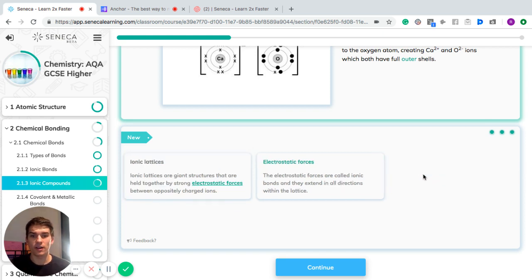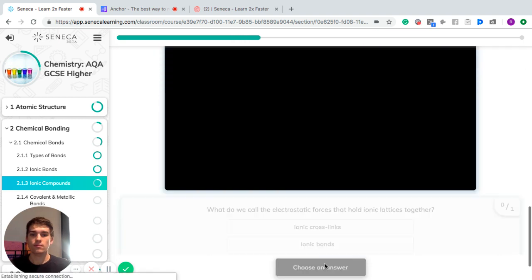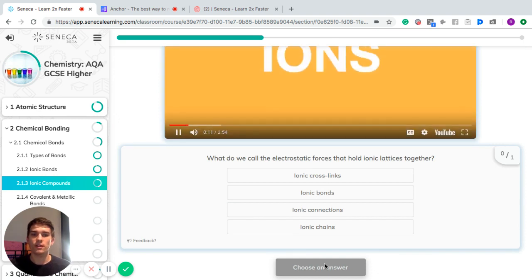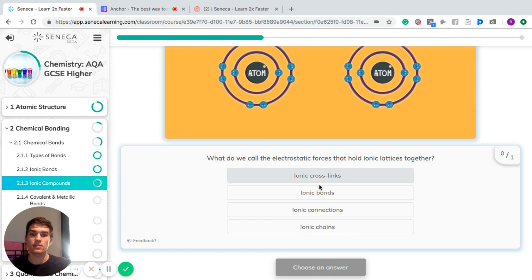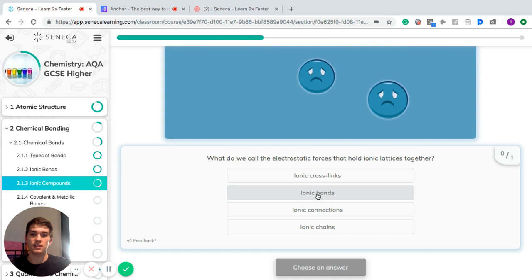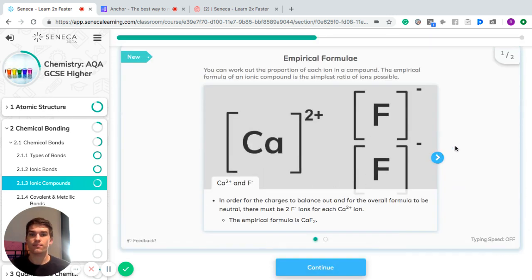You might be thinking, what are electrostatic forces? Well, they are basically what we call ionic bonds when they are extended in all directions within a lattice. So what do we call the electrostatic forces that hold ionic lattices together? So remember, the electrostatic forces are ionic bonds. They're the things that hold a lattice together.